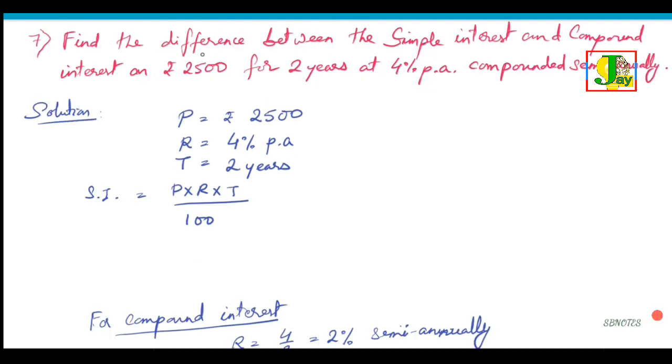Now in question number 7, here we have to find a difference. The difference of what? Simple interest and compound interest. So principal is given 2500, time is 2 years, rate is 4% per annum, and compounded semi-annually.